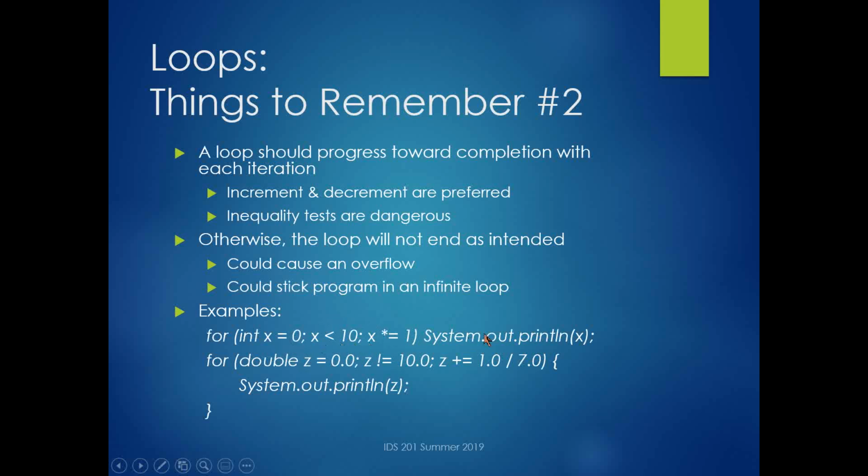Based on just this loop, all it does is print out x. X is never going to be not less than 10, so it's always just going to be 0. Likewise here, we have our test condition z equals exactly 10.0, but each iteration through the loop, we start off with 0, and we add what we think is 1/7, but in fact, due to rounding errors, this isn't exactly 1/7, and z will never exactly hit 10.0.